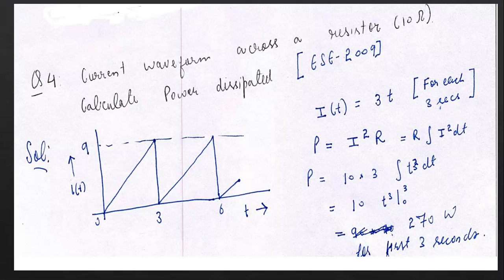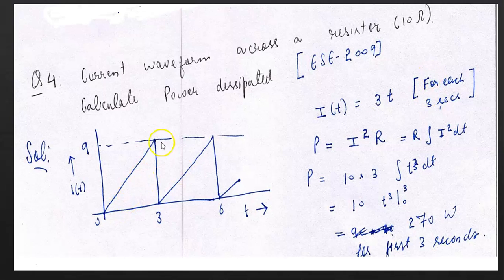In this numerical, a current waveform across a resistor is shown. The resistor value is 10 ohm. We have to calculate the power dissipated in the resistor. Now we first write the current waveform equation. I is equal to 3t.